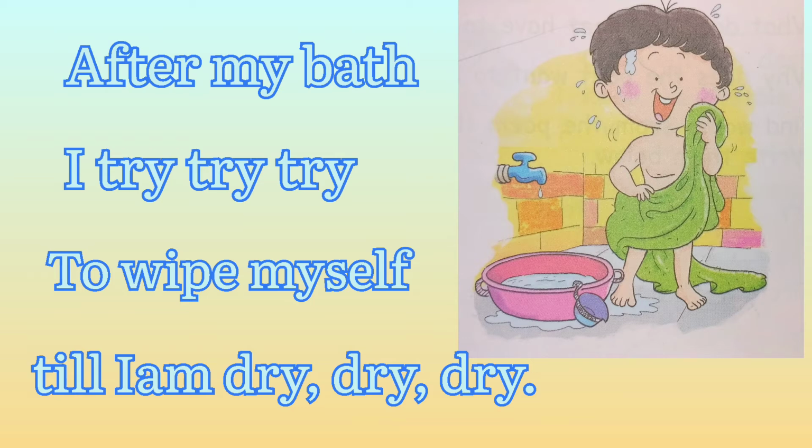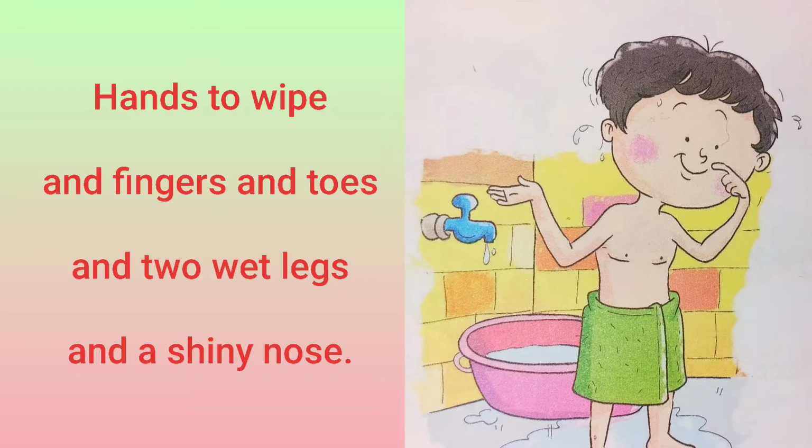After my bath, I try to wipe myself till I am dry. Now let us go to the next stanza. Here the poet explains what are the things he has to wipe. The poet has to wipe his hands, fingers, toes, 2 legs, and a shiny nose.